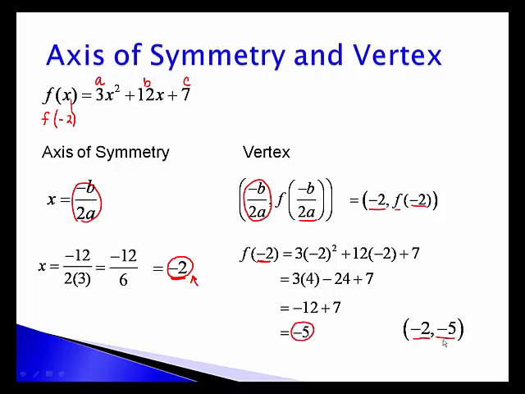So that's where the y value comes from. Without graphing this, I want you to notice that we've taken this quadratic equation and calculated its axis of symmetry, which is x equals negative 2, and its vertex, which is negative 2, negative 5. One of the reasons we would want to do this is if we were going to graph a quadratic equation manually.